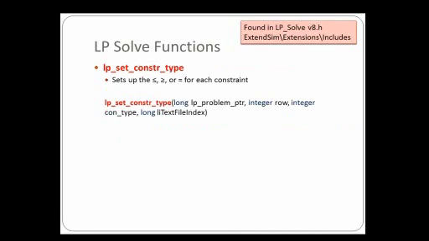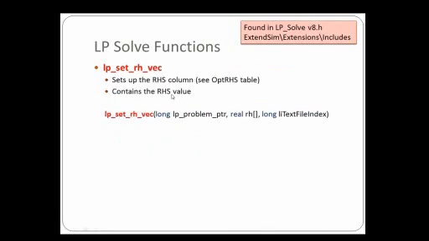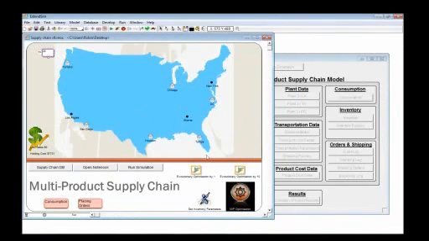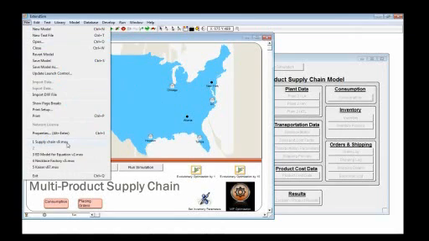Then you would pass in the constraint type, and that's basically telling it whether it's less than, greater than, or equal to. And the last function that I used was looking at the right-hand side, and that was in a vector form. So all the right-hand side values you'd put in an array and feed it into lpsolve. So this block here is basically just taking my supply chain model and getting it set up to feed the data in that format, the header file that the lpsolve could use.